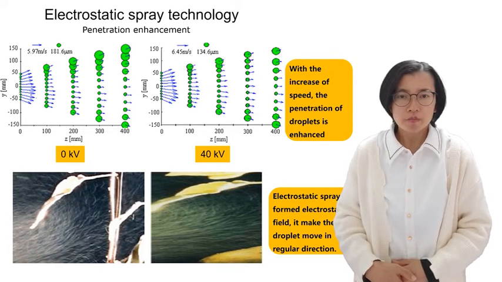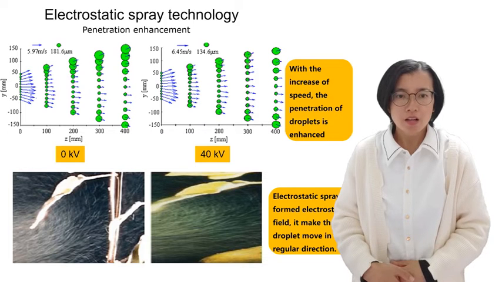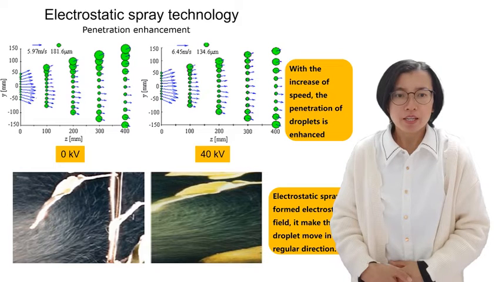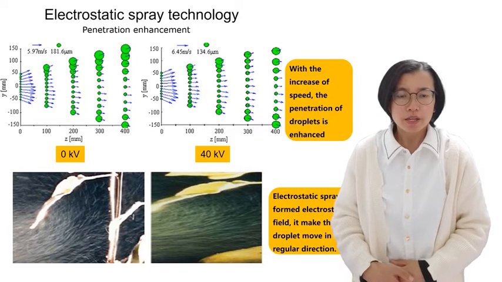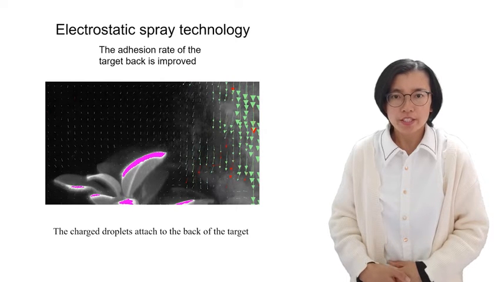Analyzing this result, we can learn that with the increase of speed, the penetration of the droplet is enhanced. And also, electrostatic spray forms an electrostatic field. It makes the droplet move in a regular direction, as is shown in the bottom right picture. This is an image of the backside of the leaf. We can see that the adhesion rate on the back of the target is improved by the electrostatic spray.